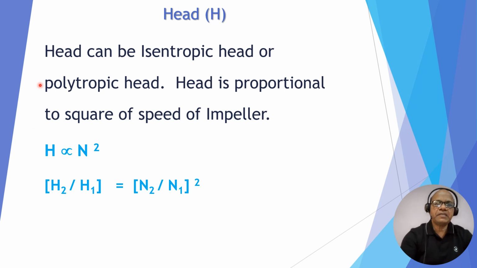Now head can be isentropic head or polytropic head. Head is proportional to the square of the speed, so H is proportional to N square, or H2 by H1 is equal to N2 by N1 to the power 2.